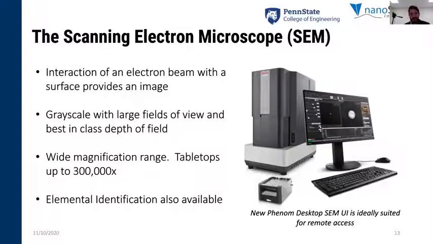And elemental identification is also available. So elemental identification basically means you park the electron beam at a spot on your sample that you're looking at in the microscope, and it'll say, hey, this is 48% silicon and 52% nitrogen. So it'll actually break down the chemistry of your material and give you that data, which is really, really nice.